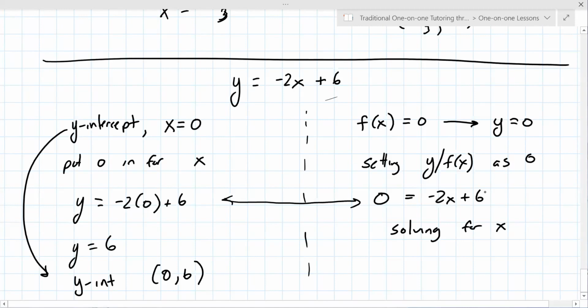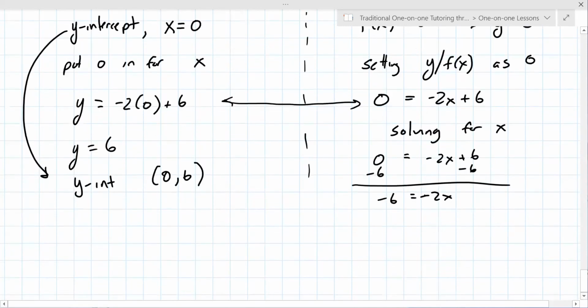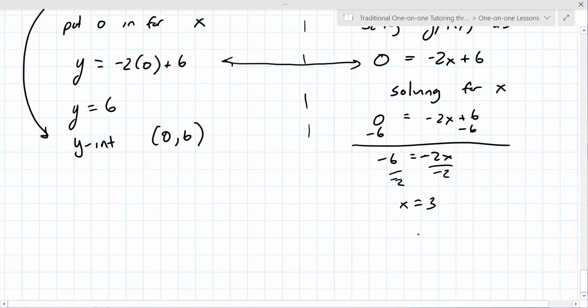You have to subtract 6 from both sides. And then you get -6 equals -2x, which gives positive 3. So you divide both sides by -2. So x equals 3. Now this one's different. X is 3, but what is y? 0. Yeah, 0. So it's 3, 0.